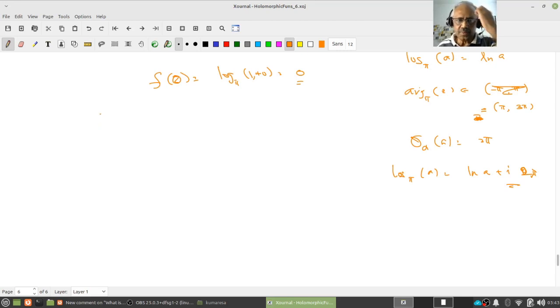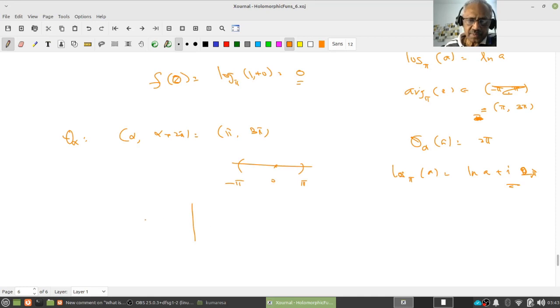Because what is theta alpha? Theta alpha should take values from alpha to alpha plus 2 pi. Therefore it will take values from pi to 3 pi. But it will be good if it takes values from minus pi to plus pi. Therefore it will be 0. Okay, so it may be a good idea to take minus pi to plus pi, therefore alpha should be minus pi. Okay, so take alpha to be minus pi, just a small correction.